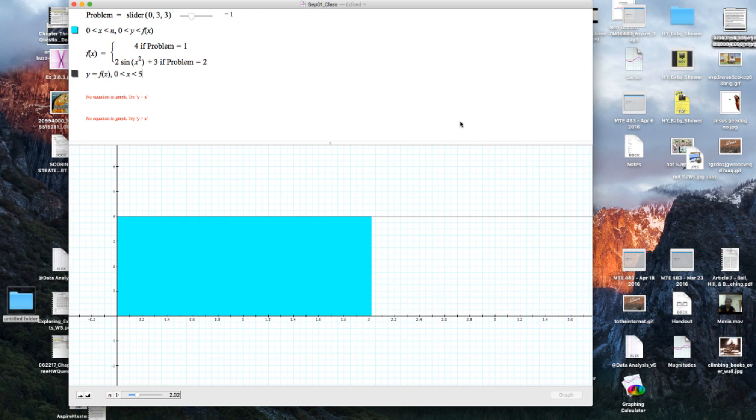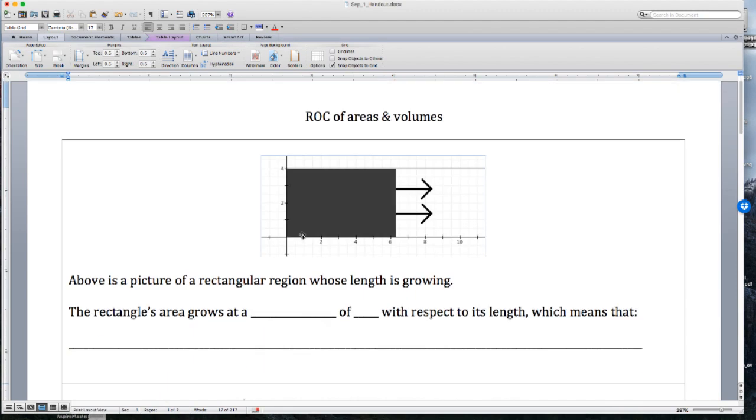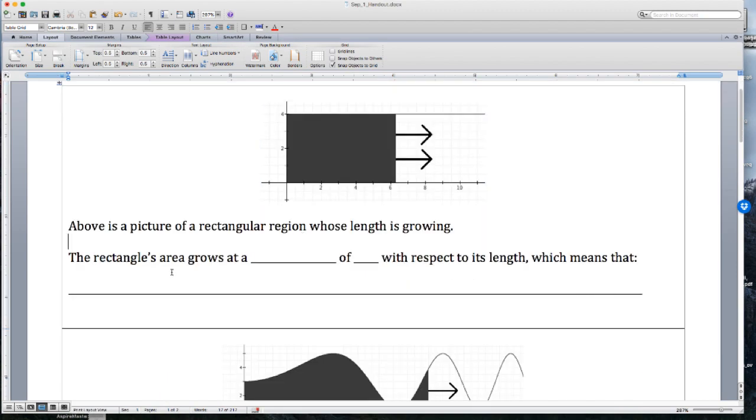All right, everyone. At this point, homework should be in, and you should all have a handout. So here's what we're going to do. I'm going to start by reviewing area, and we're going to use the ideas that we're developing in our review of area for volume. If you notice on your handout, the first question says, here's a picture of a rectangular region whose length is growing.